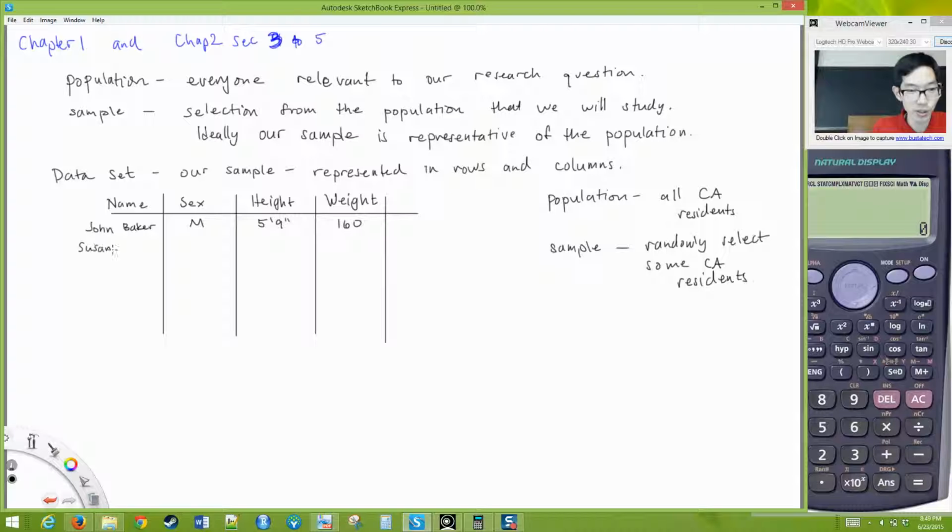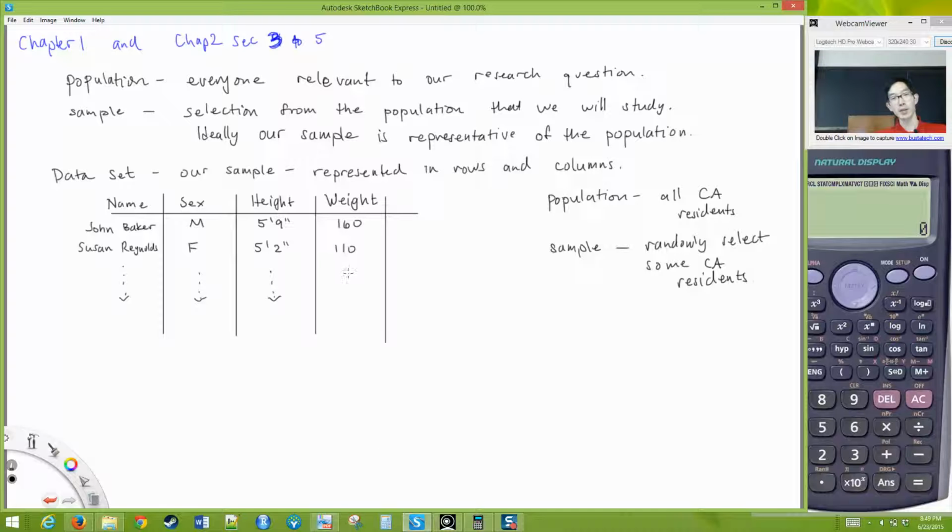And then we have Susan Reynolds. Is that a real person? I don't know. Probably. Female, 5'2", 110 pounds. Et cetera, et cetera. I don't feel like listing out all the people in our sample.